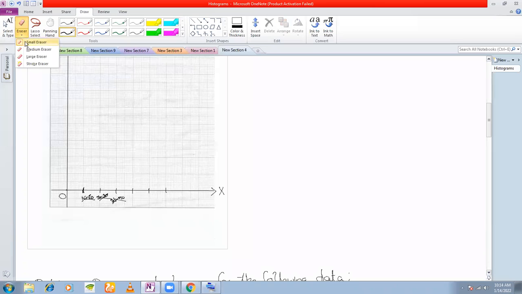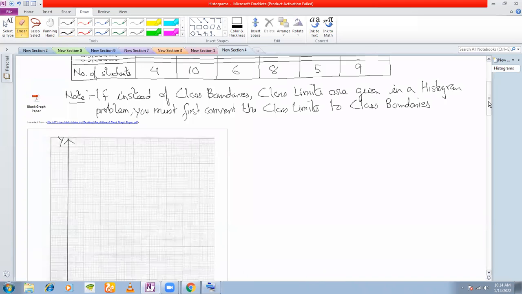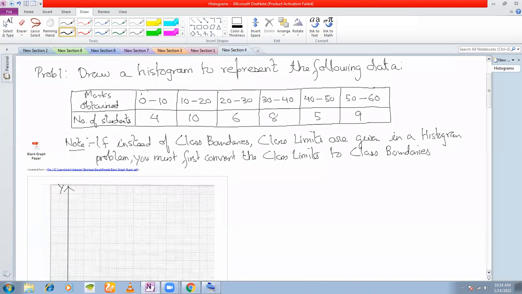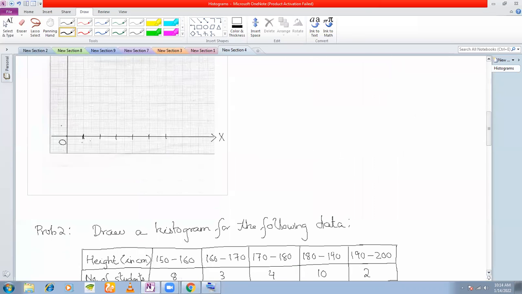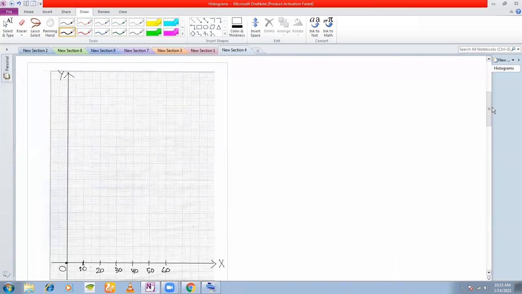What you have to do here is, for each mark, if we see, class boundaries run from 0, it starts from 0 and runs till 60. So you are starting from your 0 origin here. So this is your 10 and not 10 to 20. This is your 20, 30, 40, 50, and finally you have your 60. So this is your x-axis.